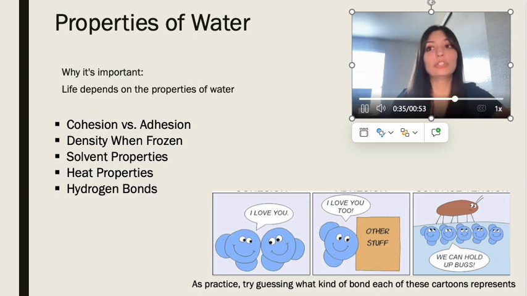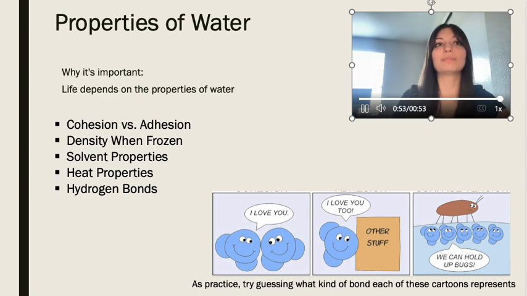And then I put another cartoon here for you guys. Each one of these little slides is representing an important property of water. So if you can guess what property each little cartoon is representing, go ahead and try, and then during my study session, I'll let you know if you have the right answer.